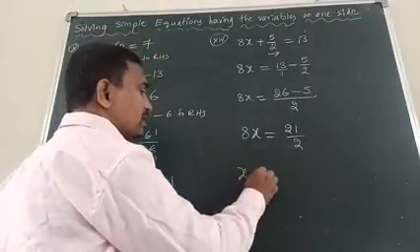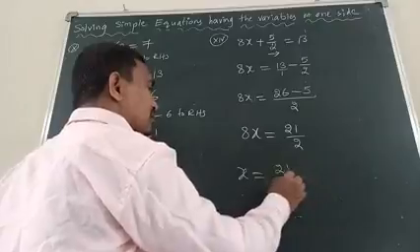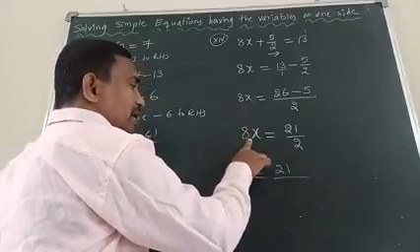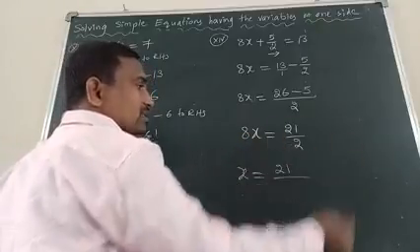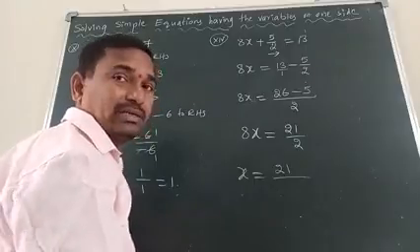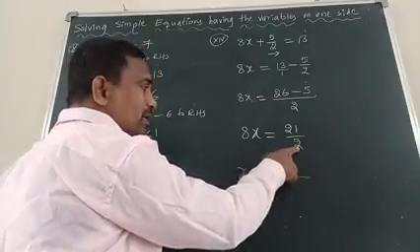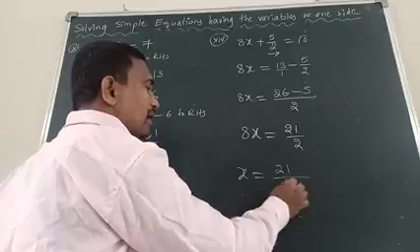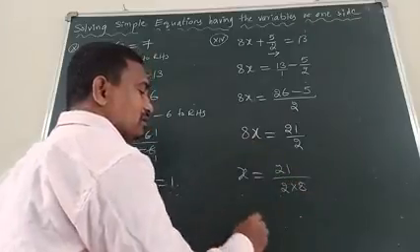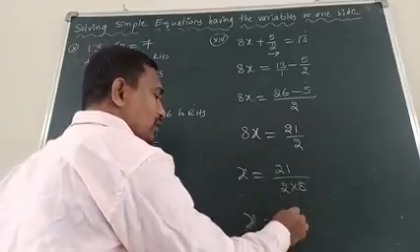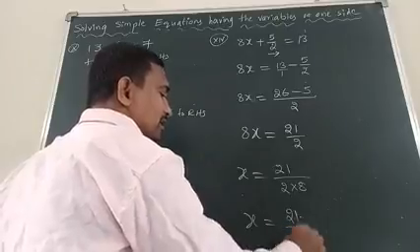Now again transpose 8 to the RHS. So that is x equal to 21 by 2 into 8. Here 8 is multiplying, so when transposed to the right hand side, it divides. There is already a 2 in the denominator, so write 2 into 8. That is the x value, 21 by 16.